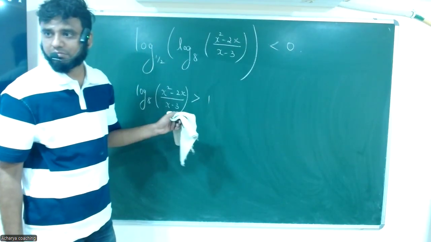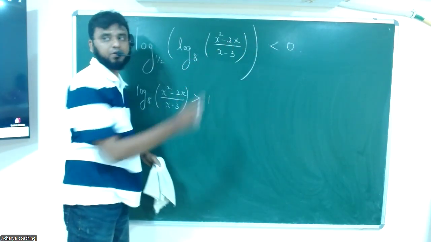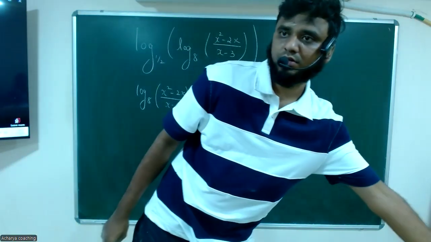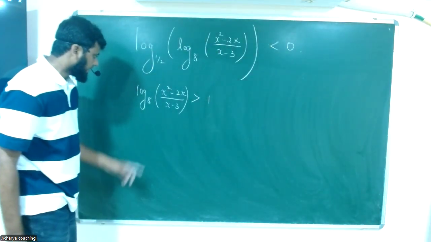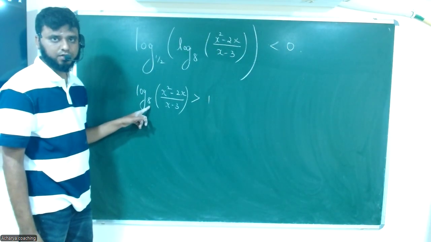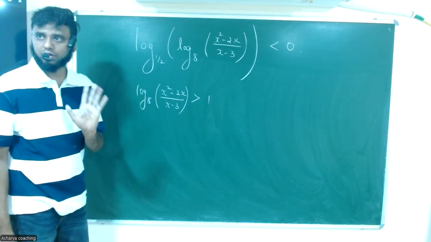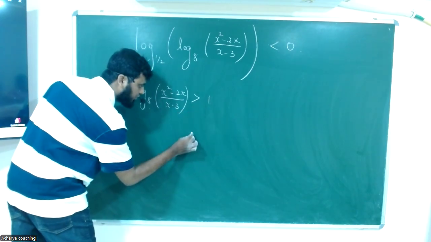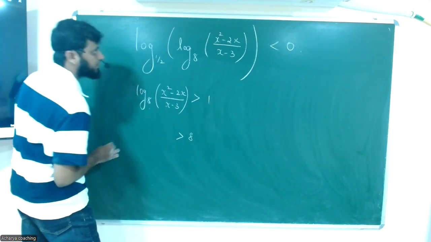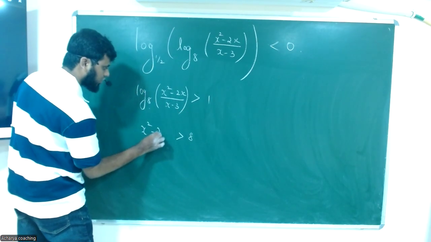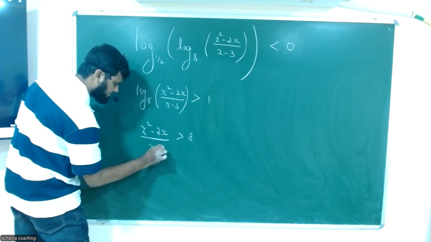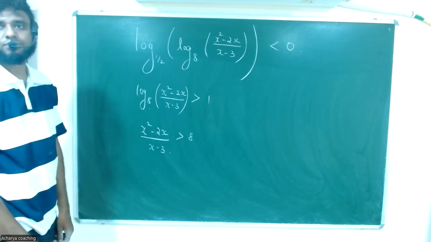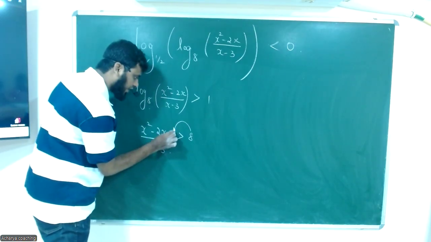How this one came? 1 by 2 to the power 0. Clear? Okay. Next, what is the base now? 8. 8 is greater than 1. The sign of inequality will not change. So 8 power 1, 8. Greater than. So x square minus 2x by x minus 3. Clear or not? Now this plus 8 we have to bring here.